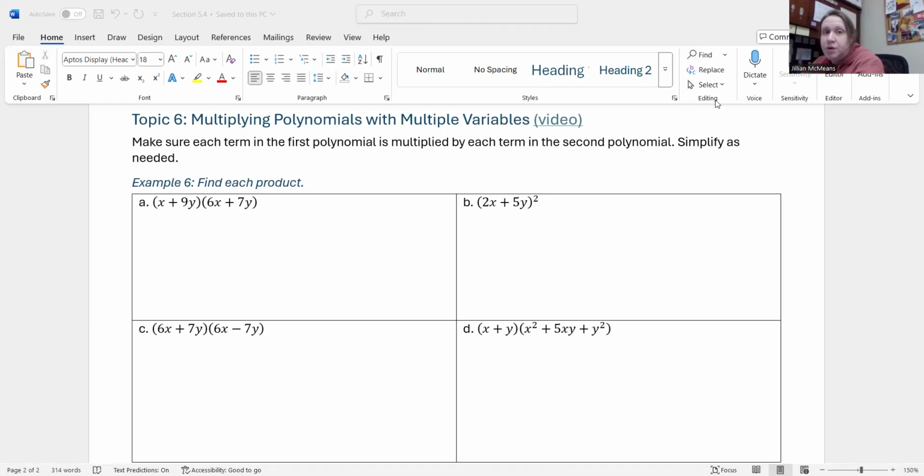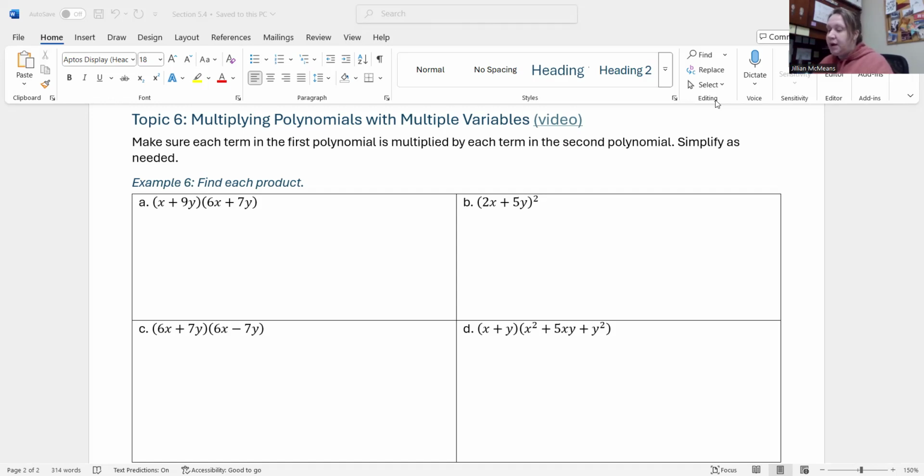For topic 6, we're going to look at multiplying polynomials with multiple variables, okay? The good news is it's exactly like multiplying polynomials in single variables. You're just dealing with two variables instead of one, so it's like an extra layer that you have to worry about, but you don't do it tons and tons, but it's a good skill to know, okay?